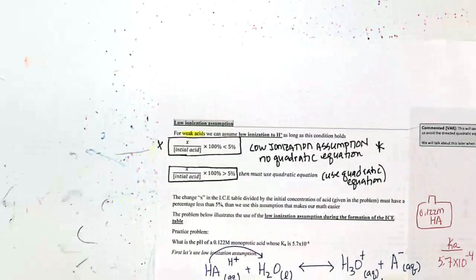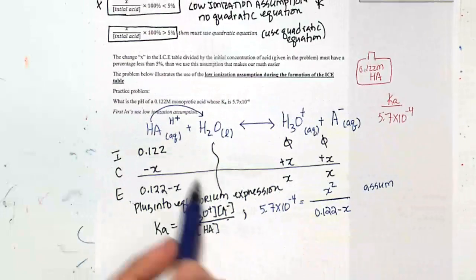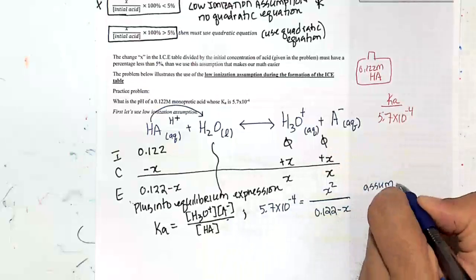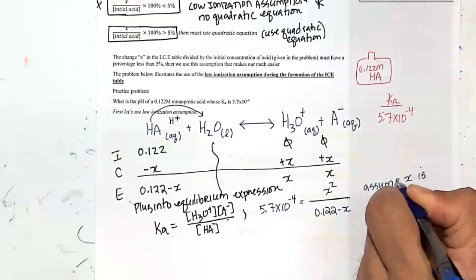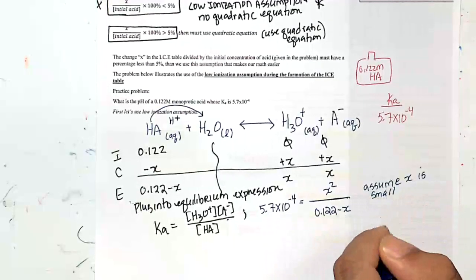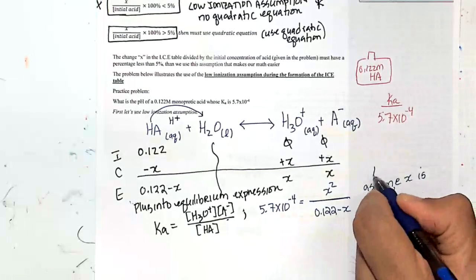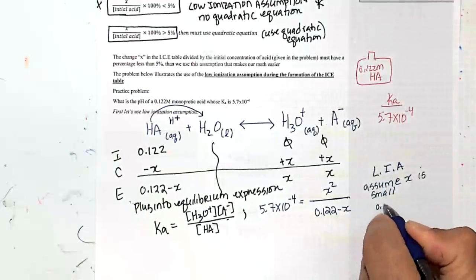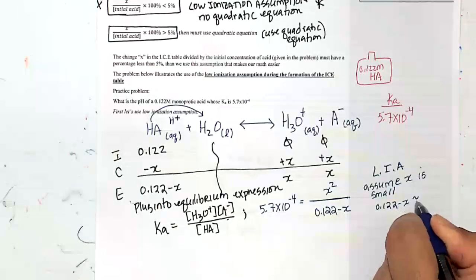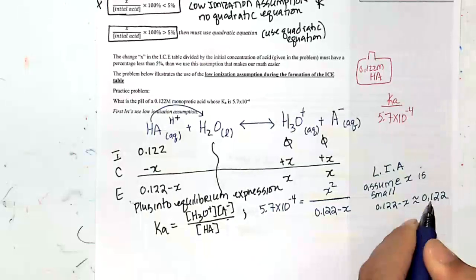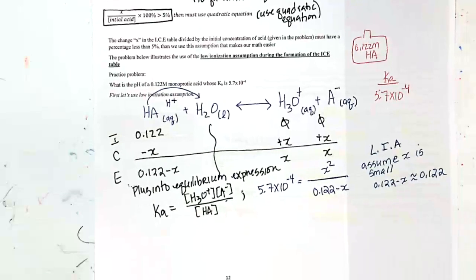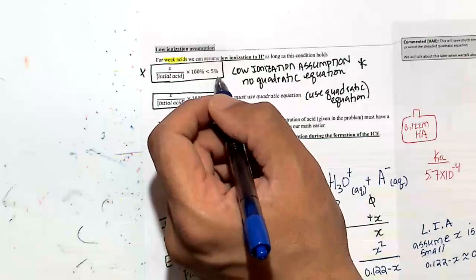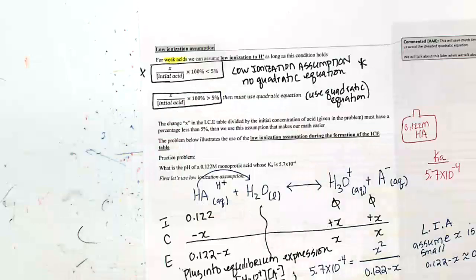This is the low ionization assumption. Assume that this x, which is the directionality in this way, is very small. Okay, what does that mean if I assume x is small? This is called the low ionization assumption. Very little of it goes to the ions. So that means 0.122 minus x is about 0.122. That's the assumption we make. We are assuming that it's less than 5% going in the forward direction, that is to say, less than 5% ionization.